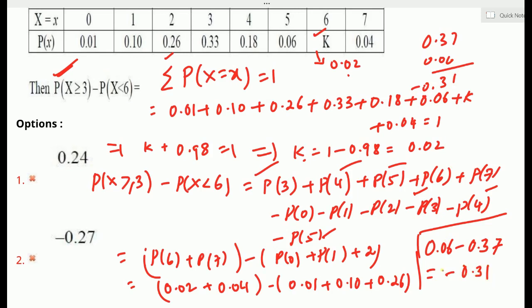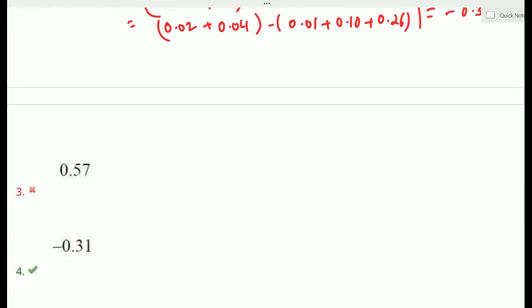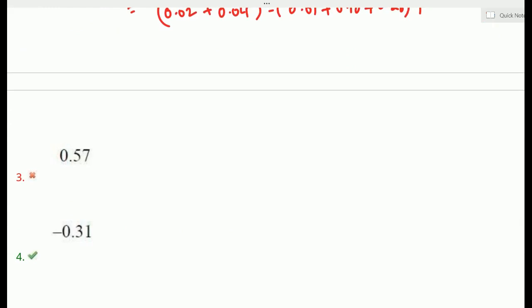Which option is it? You can check the options. So it's not the first two options. We'll see the next options. Given as the third option, fourth option, 0.31 with negative. Is it clear now? This is the solution, so easy.